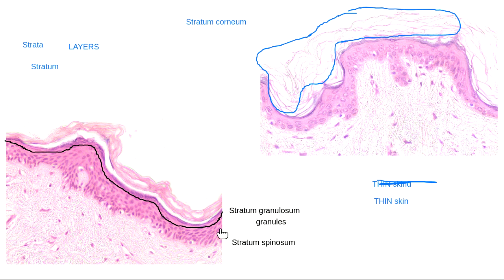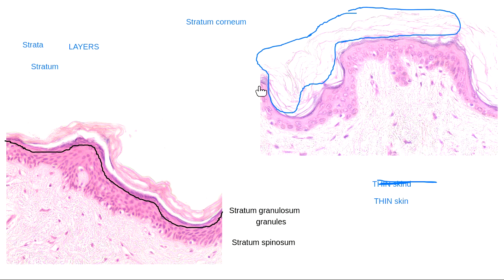Stratum spinosum are all these cells that you see here that look round and large. That's stratum spinosum. Stratum granulosum is that dark purple line of cells that I see there. So stratum granulosum again right here, the dark purple line of cells. And then stratum spinosum, these large nuclei that I see in the middle.